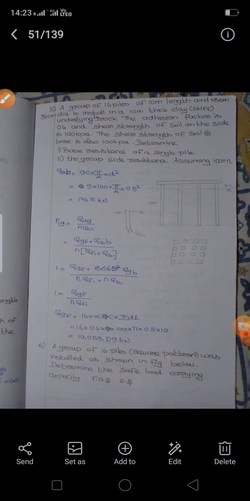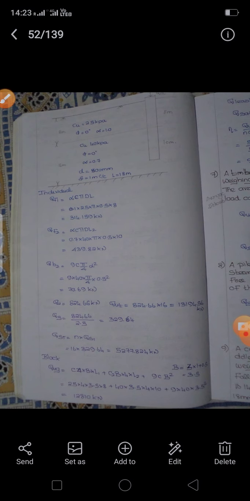Next question is, a group of 16 piles in a square pattern was installed as shown in the figure below. Determine the safe load carrying capacity, FOS is equal to 2.5. These are some values given to you: Cu value in the upper layer, Cu value in the lower layer, alpha value, delta value and length value.